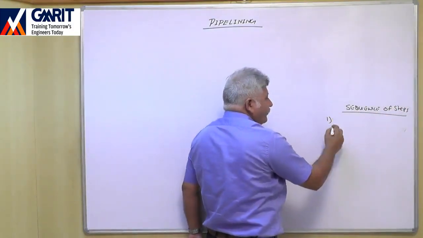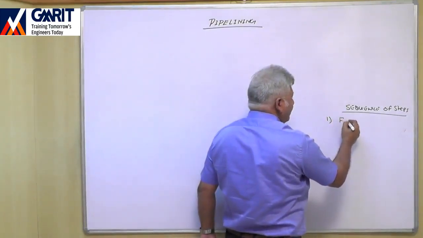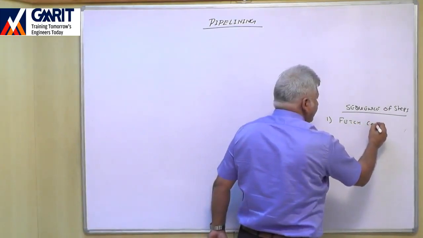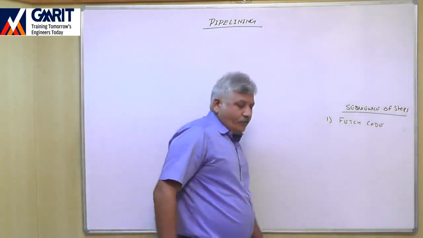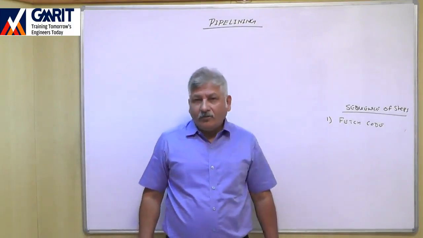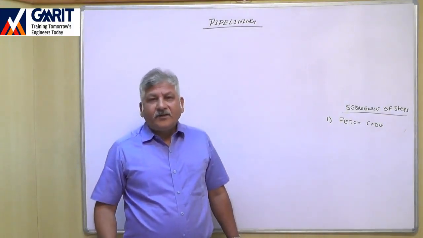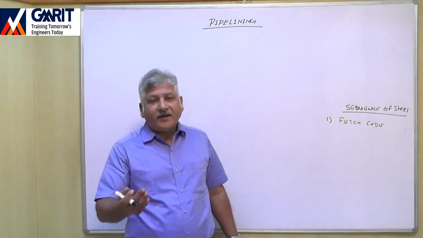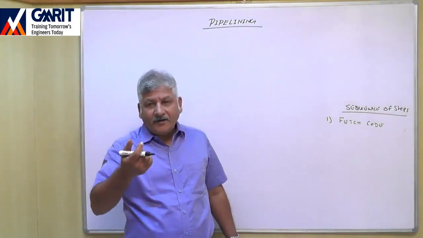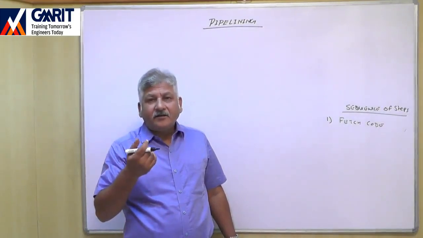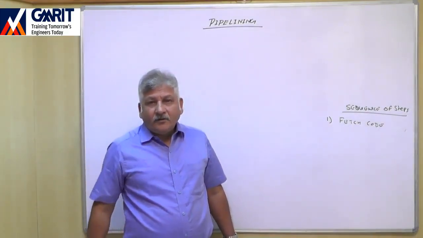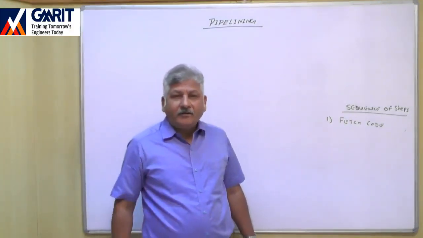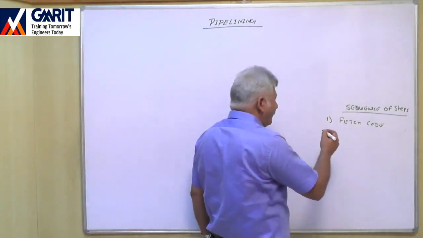First thing, the processor will fetch the code. Whatever opcode is stored in the memory, the processor will first fetch that code from the memory and bring it into the instruction decoder. Now in the instruction decoder, the processor will decode what the meaning of that code is.